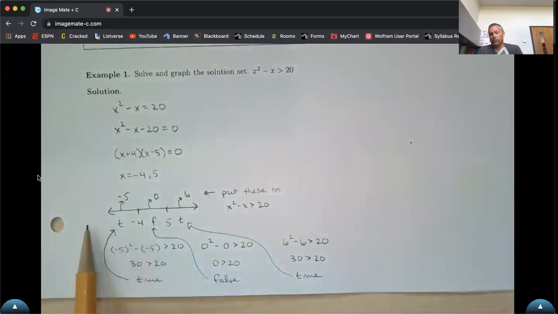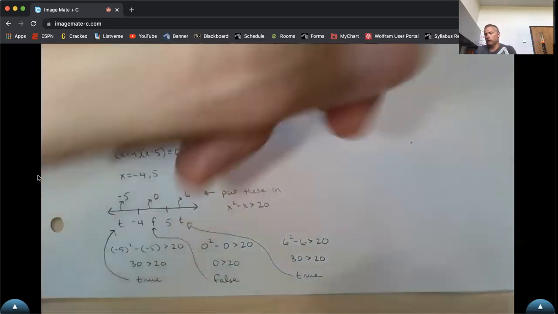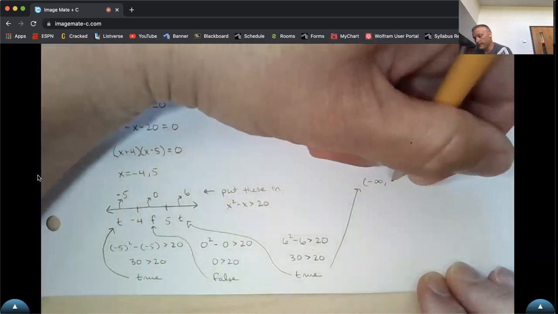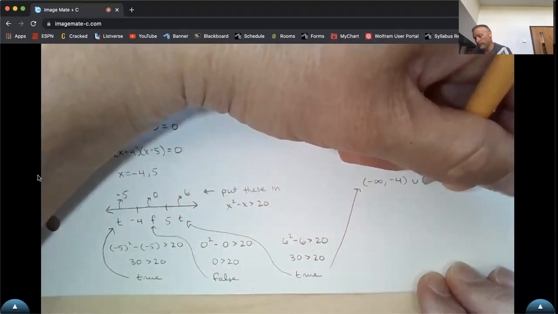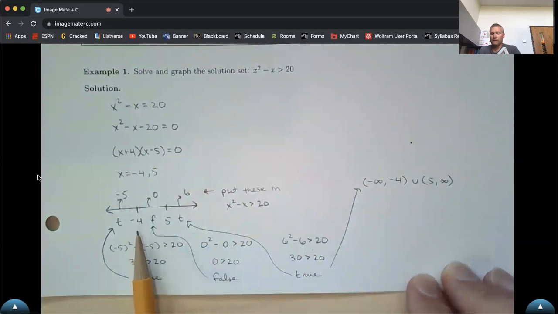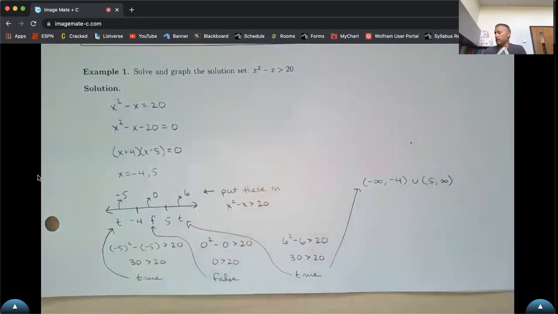It's true for all numbers before negative 4 and true for all numbers after 5. So the way we write the solution set, negative infinity to negative 4, union 5 to infinity. We need parentheses on the negative 4 and the 5 because this is a strict inequality. It doesn't say or equal to.